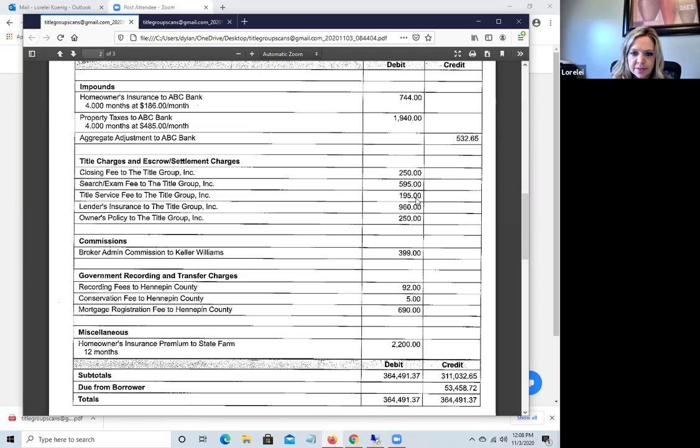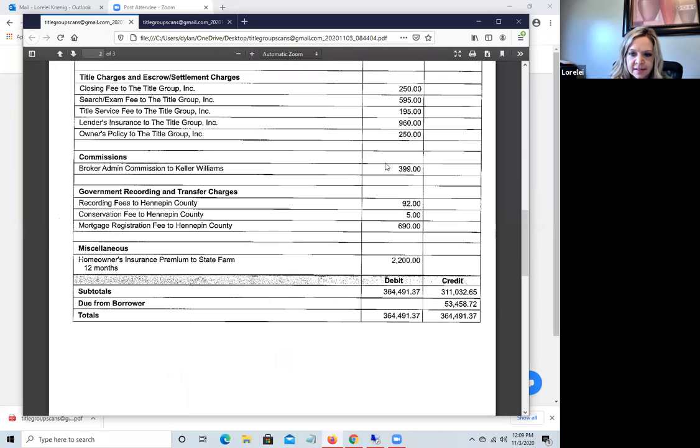Search and exam charges, title services, which kind of incorporates name searches, assessment searches, that sort of thing. Lender's title policy is based on the loan amount that's borrowed, and then the owner's policy is based on the sales price. So the more the borrower borrows towards the purchase price, the cheaper the owner's policy is for them, so that it always totals up to what it would be for that purchase price. Again, customary broker admin fee.